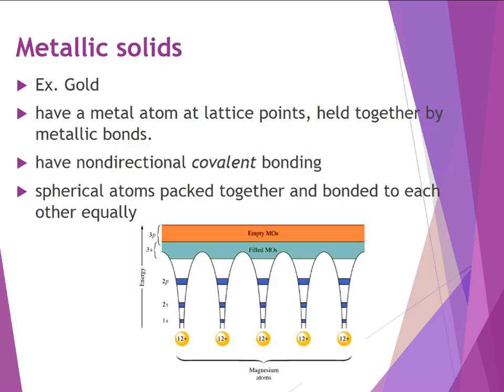Okay, and now we talk about metallic solids, where we have metal atoms at the lattice points. A pure metal, obviously, would be made of only that one atom. But you can also use this type of solid structure for alloys. We describe the bonding in a metal substance as non-directional covalent bonding, where electrons are dissociated from the atoms in particular and are just part of the entire metal sample. So those spherical atoms are packed together and bonded equally.